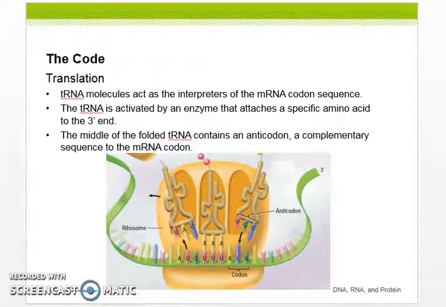tRNA molecules act as the interpreters of the mRNA codon sequence. The tRNA is activated by an enzyme that attaches a specific amino acid to the 3' end. The middle of the folded tRNA contains an anticodon, a complementary sequence to the mRNA.